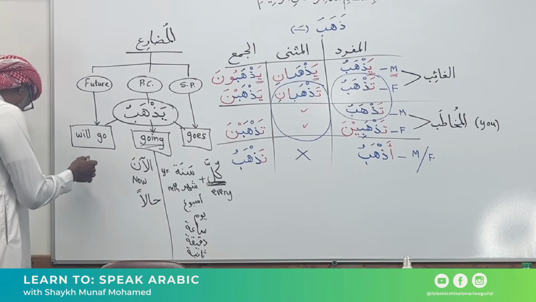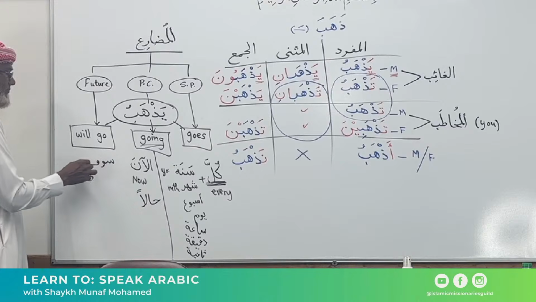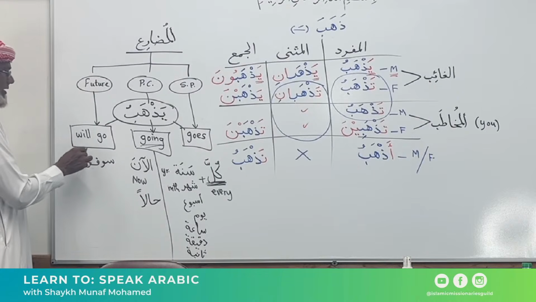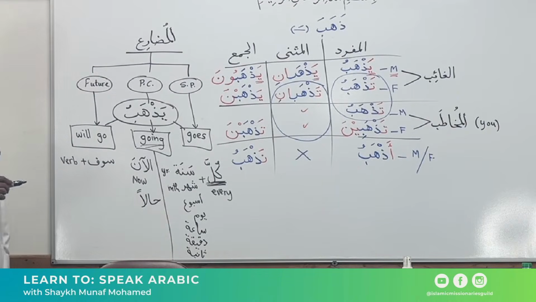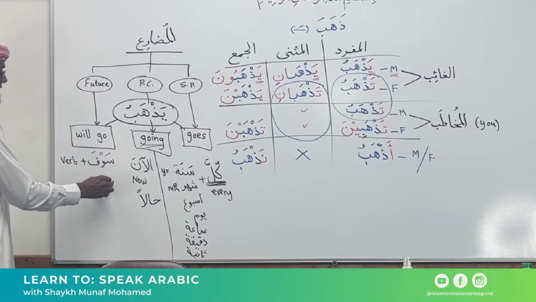And if it is for the future tense, you will have either the word sawfa coming before the verb. It will mean will go. All right? So sawfa, sawfa yadhhab. He will go. And if you don't want to use sawfa, you use seen and then the verb.